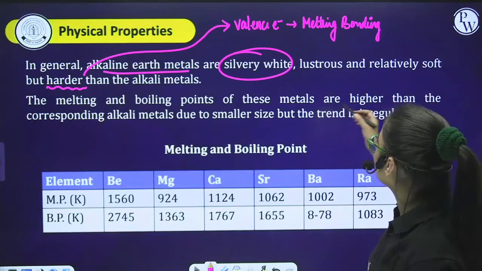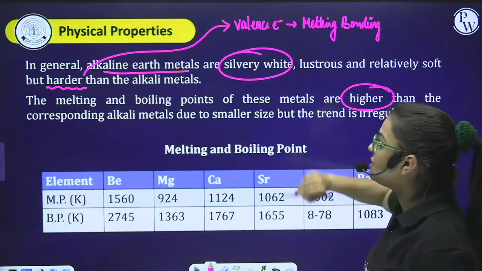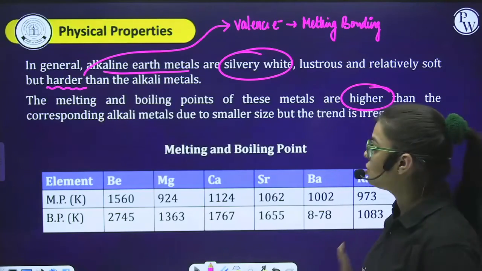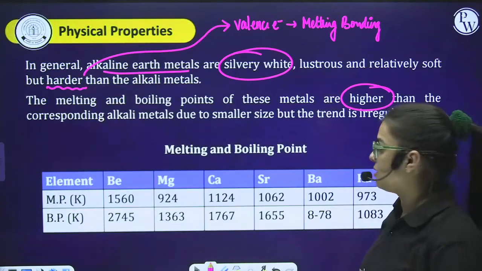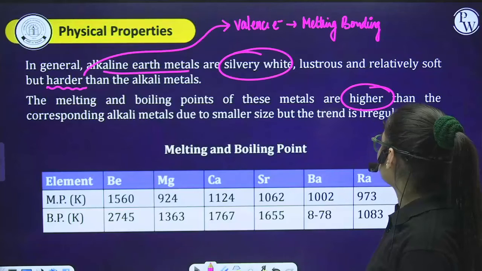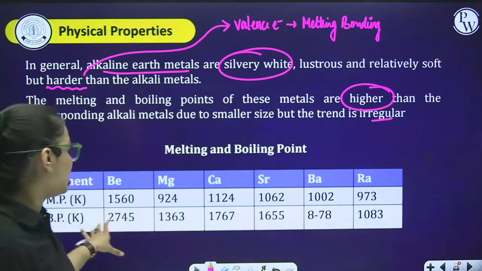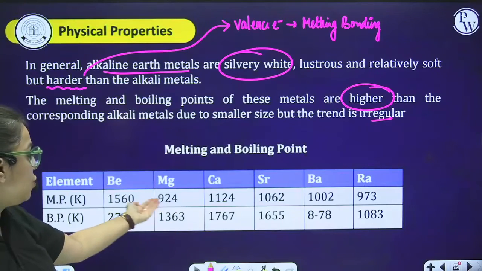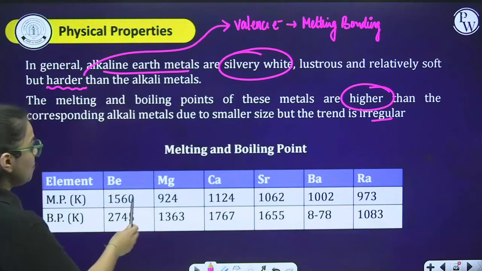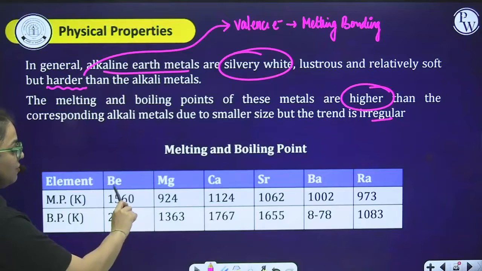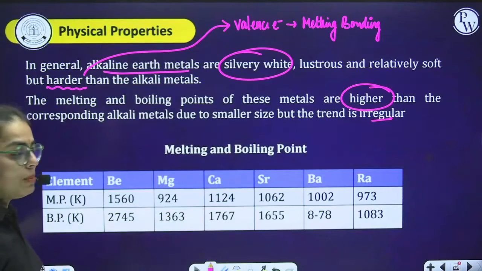The melting point and the boiling point of these metals are higher than the corresponding alkali metals. This also you should remember. This is higher one, right? Due to the smaller size, but the trend is irregular. If you'll observe the trend, it is irregular. If you'll see the melting point and the boiling point order, what do you observe over here? That, see, beryllium basically, if you'll see, will have the highest one and will go basically over there.